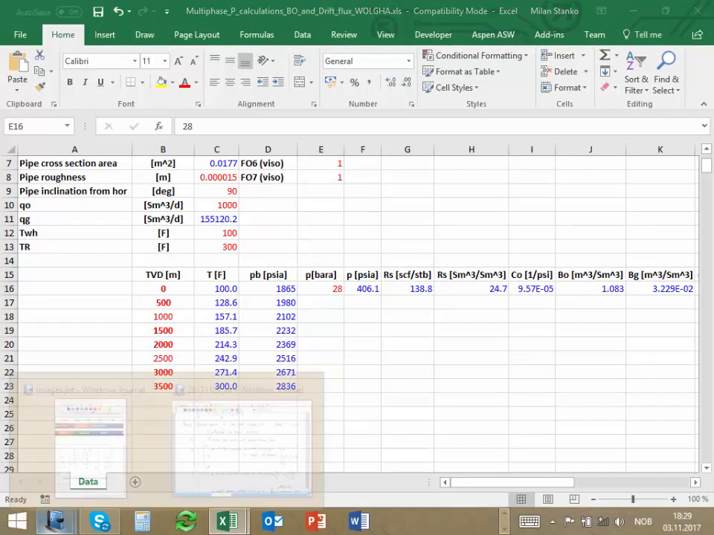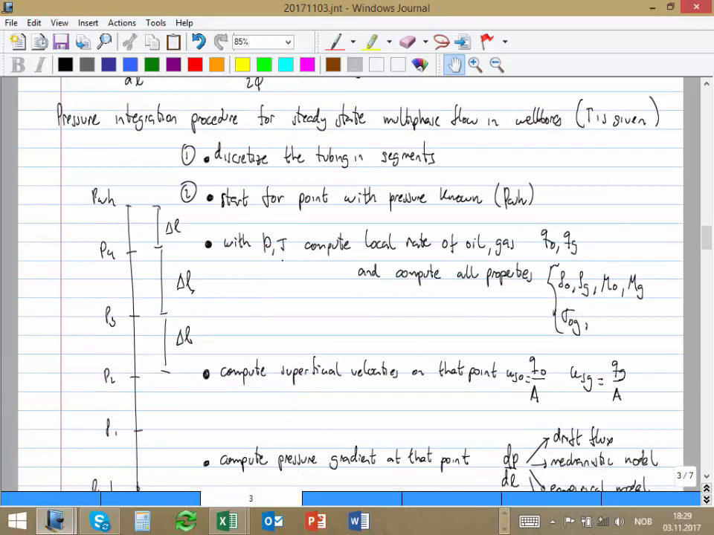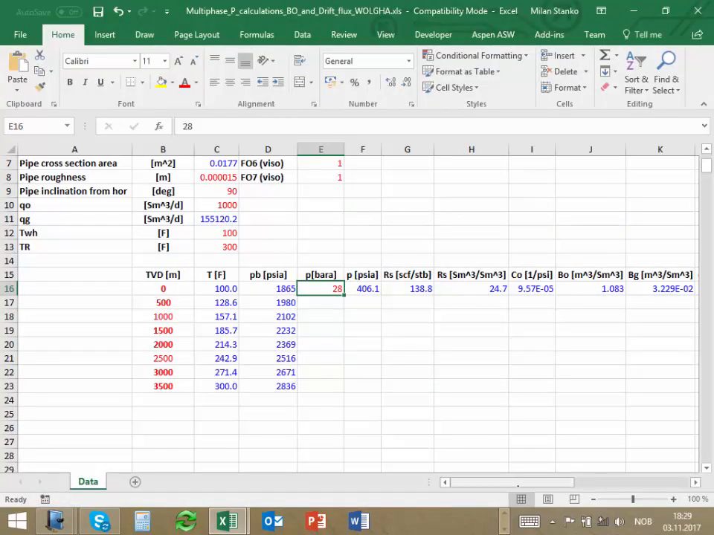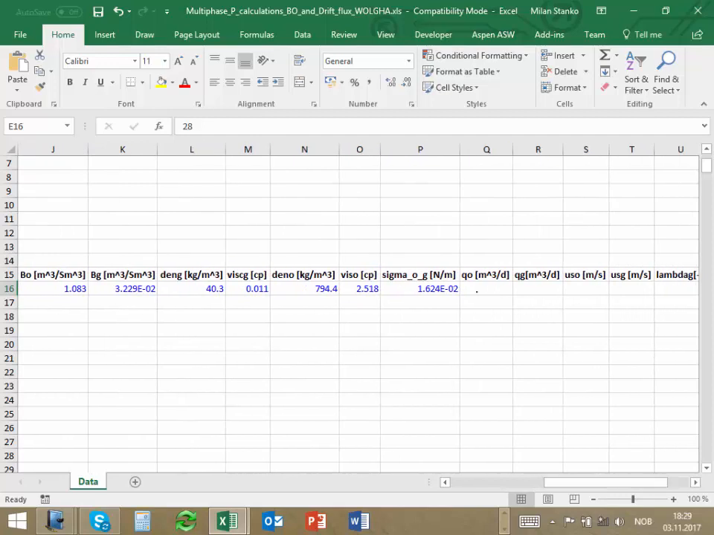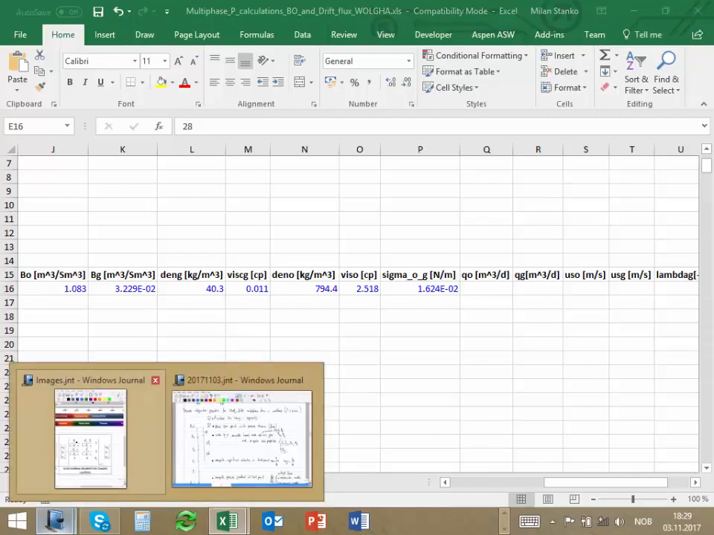Then the next step says, with pressure and temperature, compute the local rate of oil and gas. But before, there is actually another step. To make that, I have to calculate BO, RS, and BG, right? And then I can calculate these local rates. But I have done it for you already. So you have here BO, BG, and RS. And then I just have to calculate the local rates that are equal to the expression we just wrote.